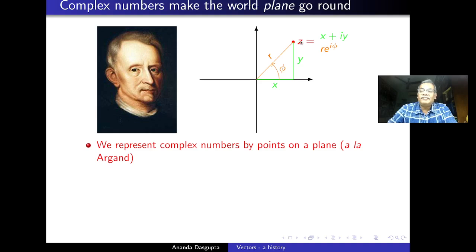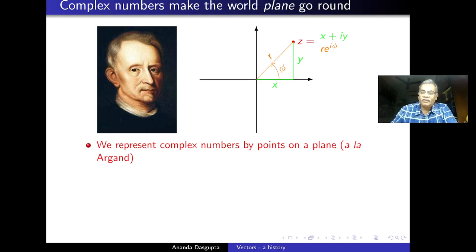A number z can be written either in the so-called rectangular form, x plus iy, real part plus i times the imaginary part, where x and y are nothing but the coordinates of this point on the plane. It can also be written in the form r e to the i phi, the so-called polar form, where r is nothing but the distance of the point z in the plane from the origin, and phi is the angle which the line joining the origin to this point makes with the x-axis. Now, I'm assuming that all of you are familiar with both these ways of representing complex numbers as we go along.